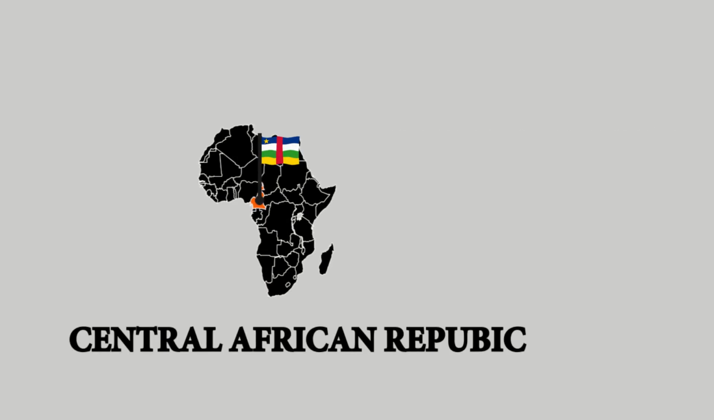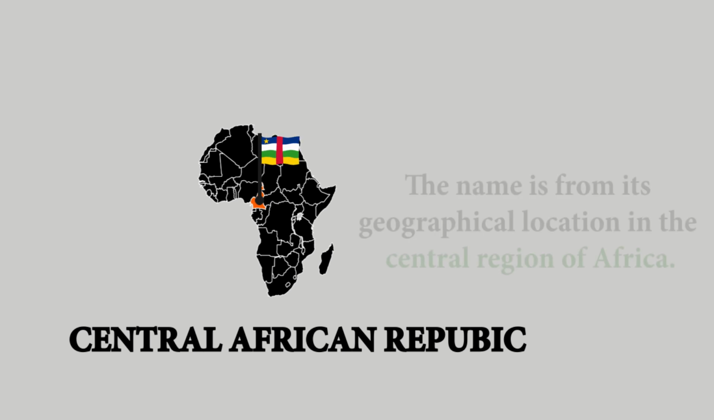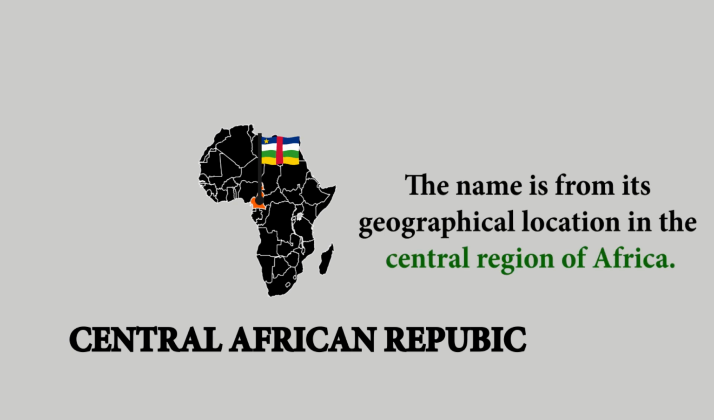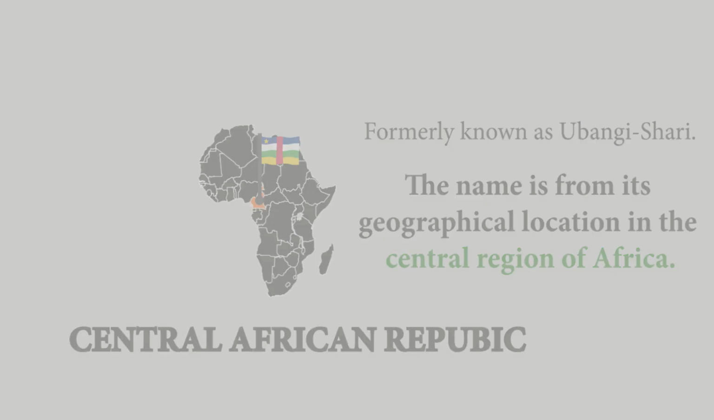Next, we have the Central African Republic, which is a landlocked country located in the heart of Africa. The name of the Central African Republic is derived from its geographical location in the central region of Africa. It was previously known as Ubangi-Shari, which was a part of the French Equatorial Africa until December 1, 1958.